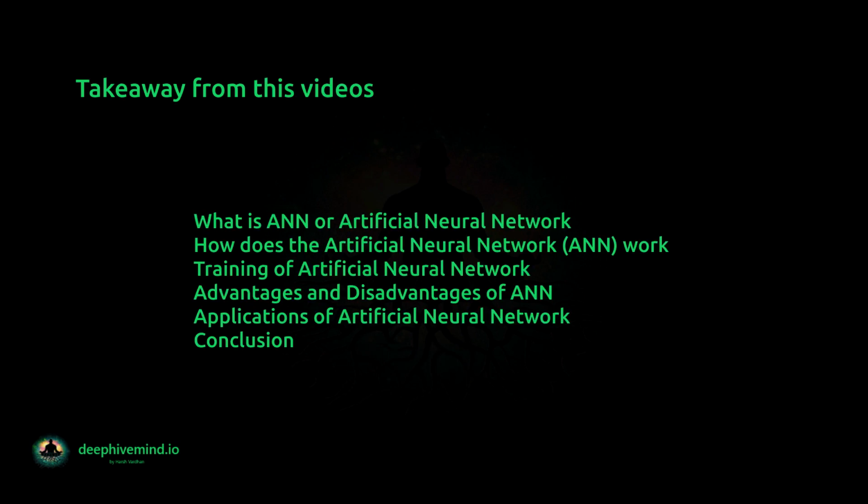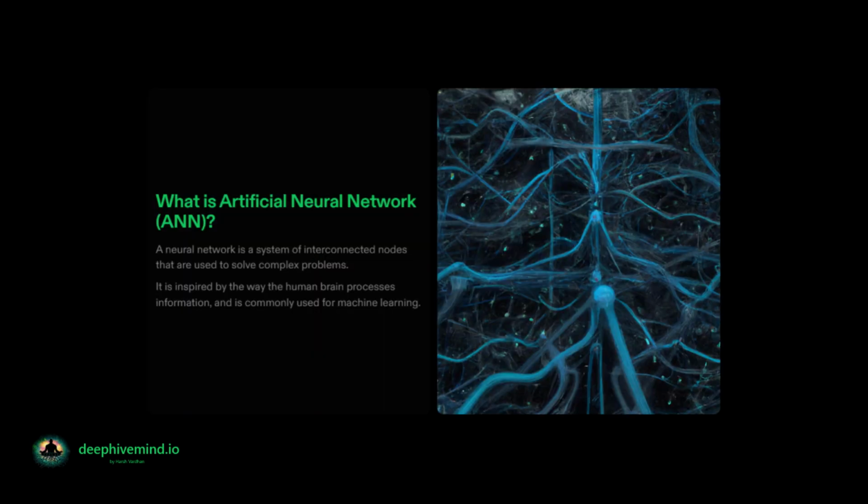So, have a look at what we will be taking away from this video. Firstly, we will look into what is ANN or artificial neural network. Secondly, we will dive into how does the artificial neural network, ANN, work. Then step down with training of artificial neural network. Fourthly, advantages and disadvantages of ANN. Then applications of artificial neural network. And lastly, we will sum up with a conclusion. So without further ado, let me dive you into today's video.